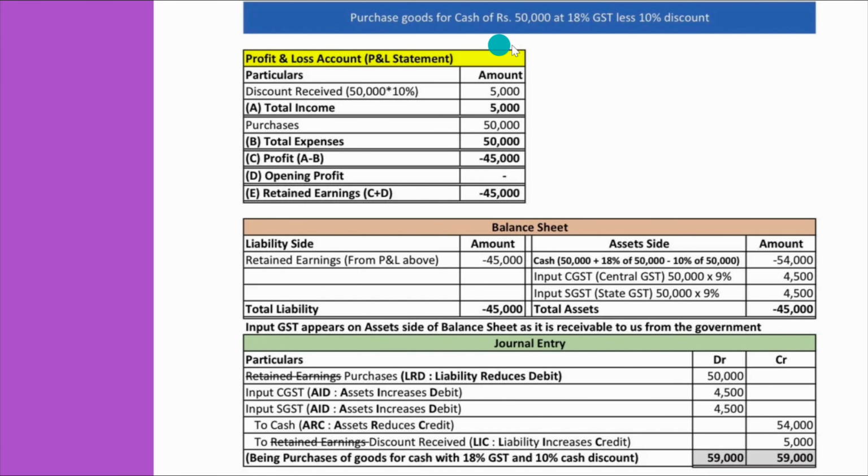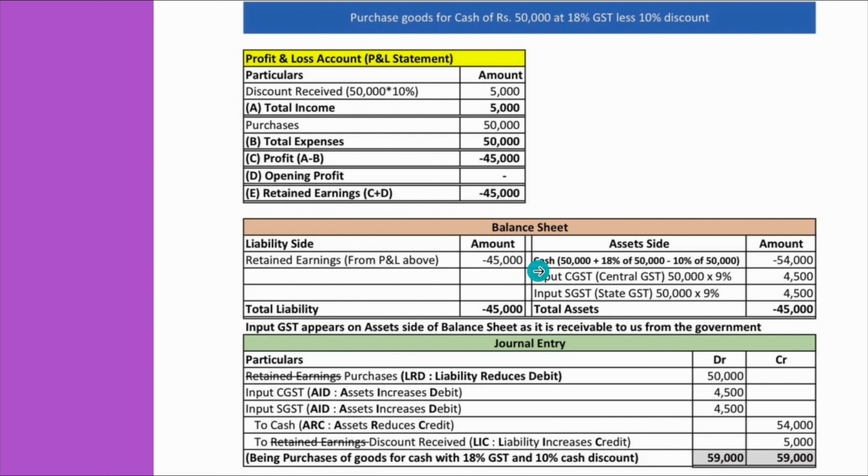Purchase goods for cash rupees 50,000 at 18% GST less 10% discount. So in the profit and loss account, purchases is basically recorded to the extent of 50,000 and discount received is 50,000 into 10%, that is 5,000, which is basically a total income. So total income 5,000, total expense 50,000, and thus profit or loss is minus 45,000. There is no opening profit, so retained earning is minus 45,000. Thus the retained earning from P&L above is minus 45,000.